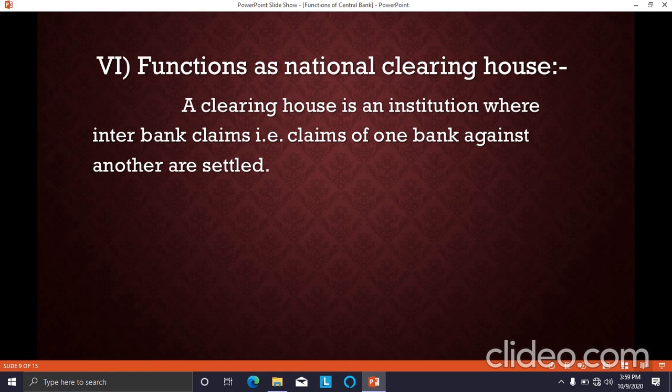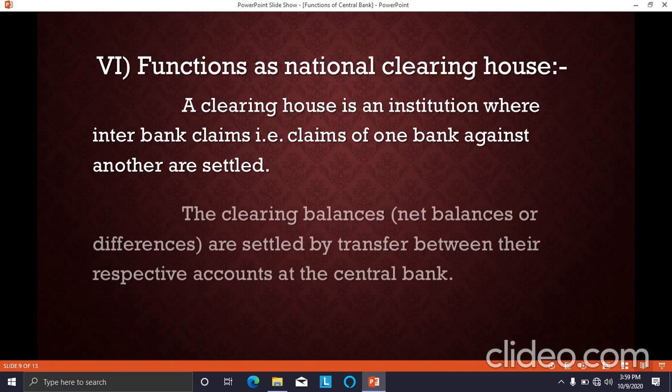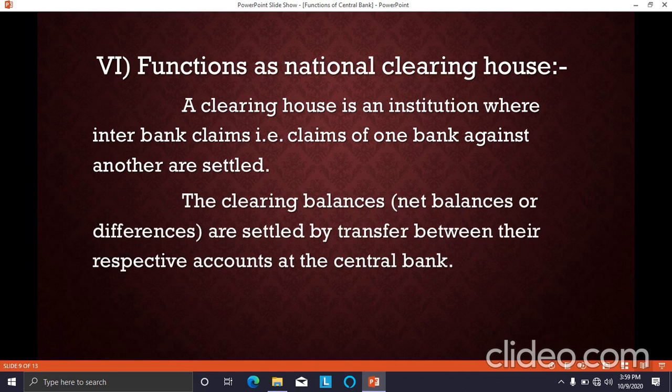Say for example, borrower bank B has taken 25 crores from A bank. Now B bank is not returning that money or is unable to return it. Both the banks will have accounts with the central bank. B bank, the borrower bank, has 50 crores in their account. Through that account which they have in the central bank, 25 crores should be paid to A bank through the account which A bank has in the central bank. That is the meaning. Central bank acts as a national clearing house.